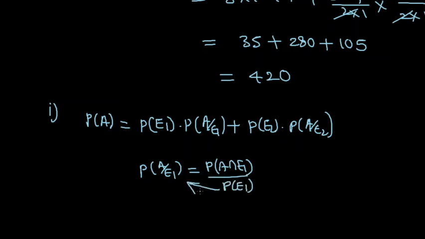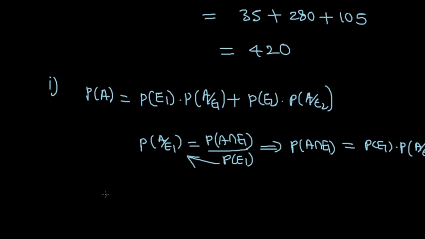Send this term to the left side. So how can we write this? P of A intersection E1 is equal to P of E1 into P of A by E1. So in the place of P of E1 into P of A by E1, I can write P of A intersection E1. So I'll write this: P of A intersection E1 plus P of A intersection E2.